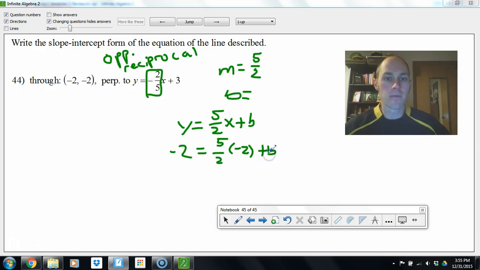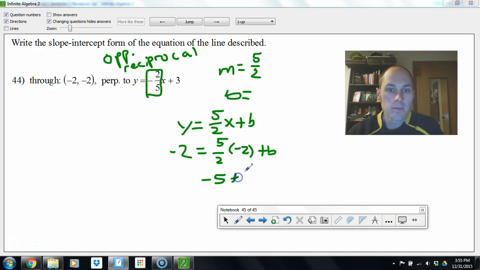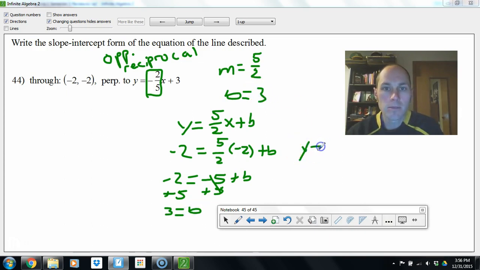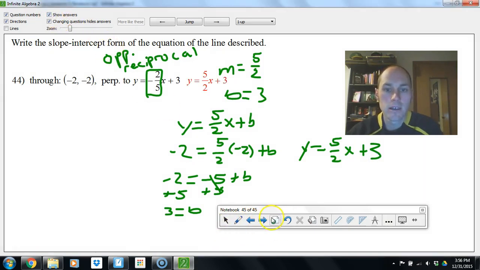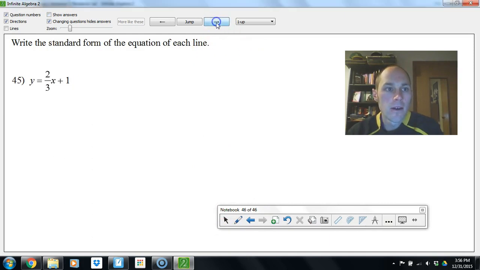And solve for b. So negative 2 times 5 is negative 10, divided by 2 is negative 5, plus b. That equals negative 2. Add 5 to both sides, you get b all alone, and I get 3 is b. So if my b is 3, y equals mx plus b, 5/2 x plus 3. And yes, another winner. All right, next one.